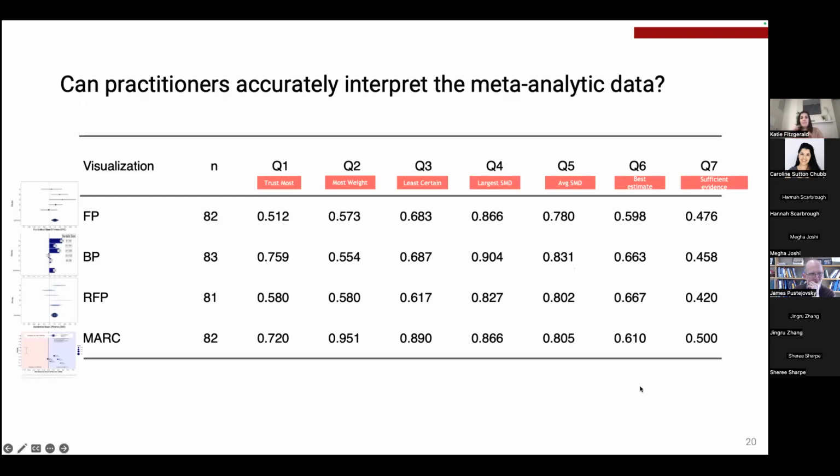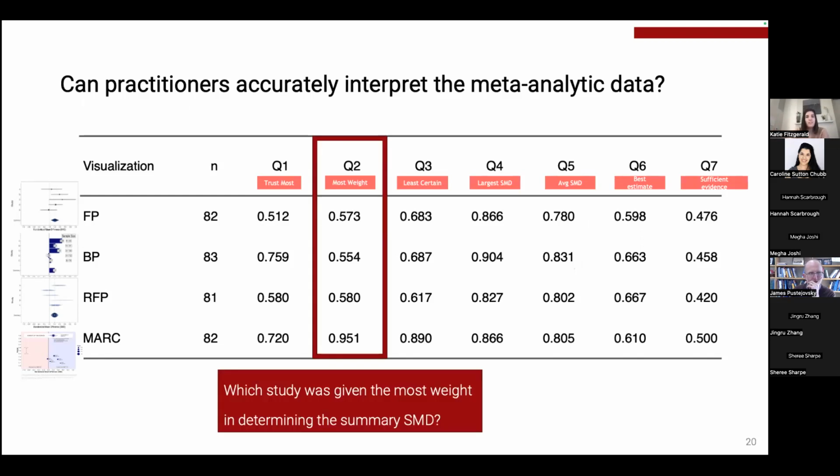And we asked them 7 basic questions that were essentially asking them to extract information from the visualizations to see if they could understand what was being displayed. I'm going to highlight 2 particular things here. First is the question that asks which study was given the most weight in determining the summary standardized mean difference. And this is where the marked plot really excelled, right? 95% of people were able to answer that correctly.